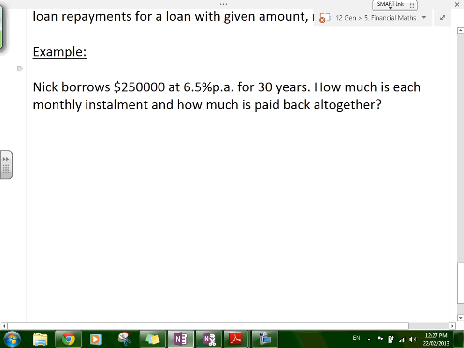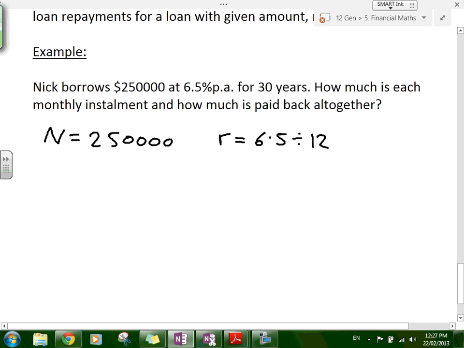Nick borrows $250,000 at 6.5% per annum for 30 years. How much is each monthly installment and how much is paid back altogether? So what we do is we say that the present value is 250,000. R, we have to find, is equal to 6.5 divided by 12. What is that? 0.54%. And n is equal to 30 times 12, which equals 360.